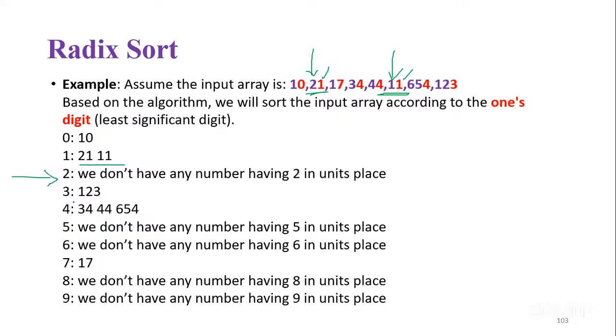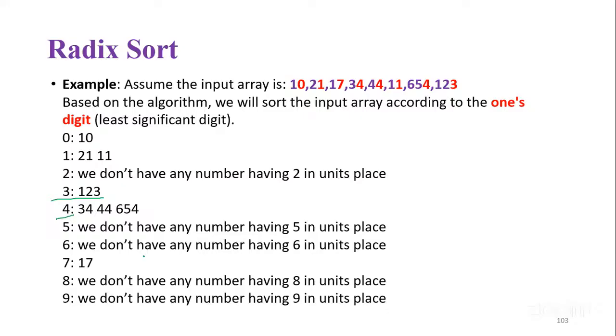Next, identify the numbers in which you must have 2 in the unit place. If you observe all the numbers, we don't have any number with 2 in the unit position. So no need to write anything here. Next, come to the 3. Write the number in which you have 3 in the unit position. Only one number we have, 123. So write 123 here.